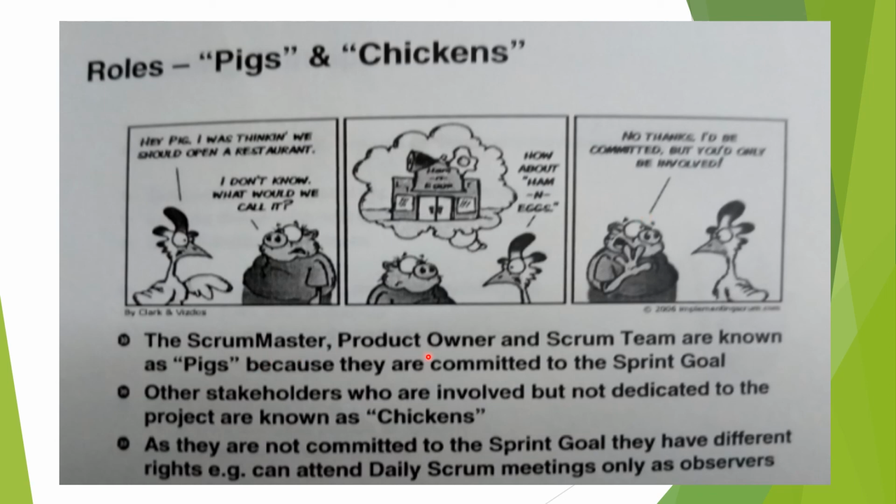The Scrum Masters, product owners, and Scrum team are known as pigs because they are committed to the sprint goals. Other stakeholders who are involved but not dedicated to the projects are known as chickens. Those people will attend our daily meeting as observers.